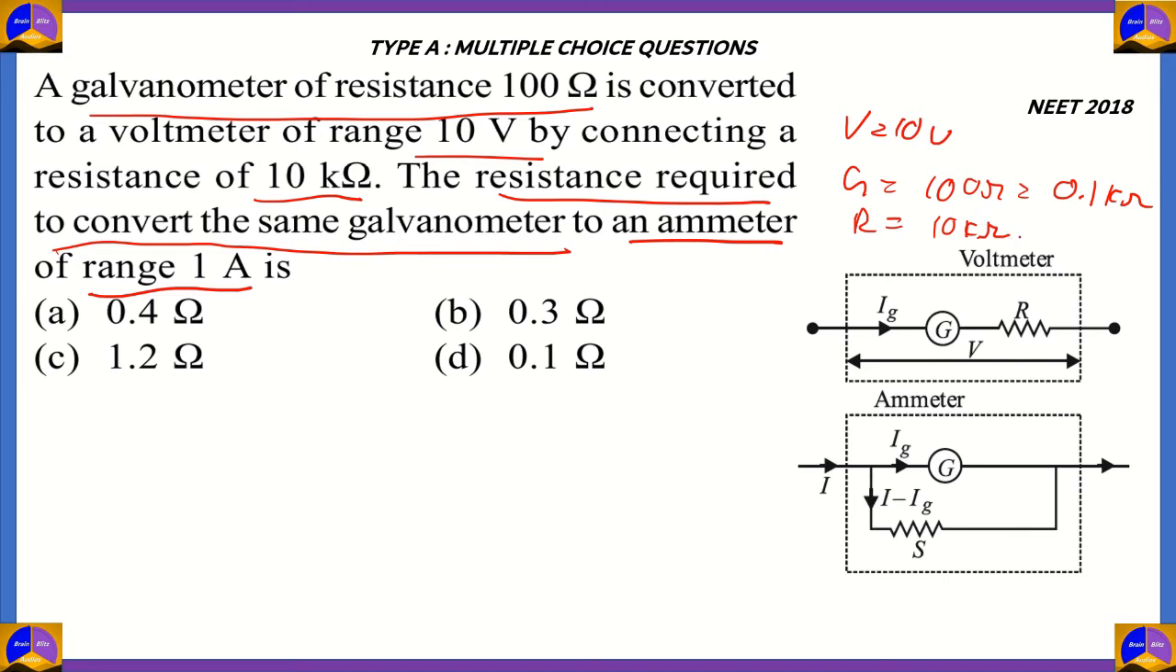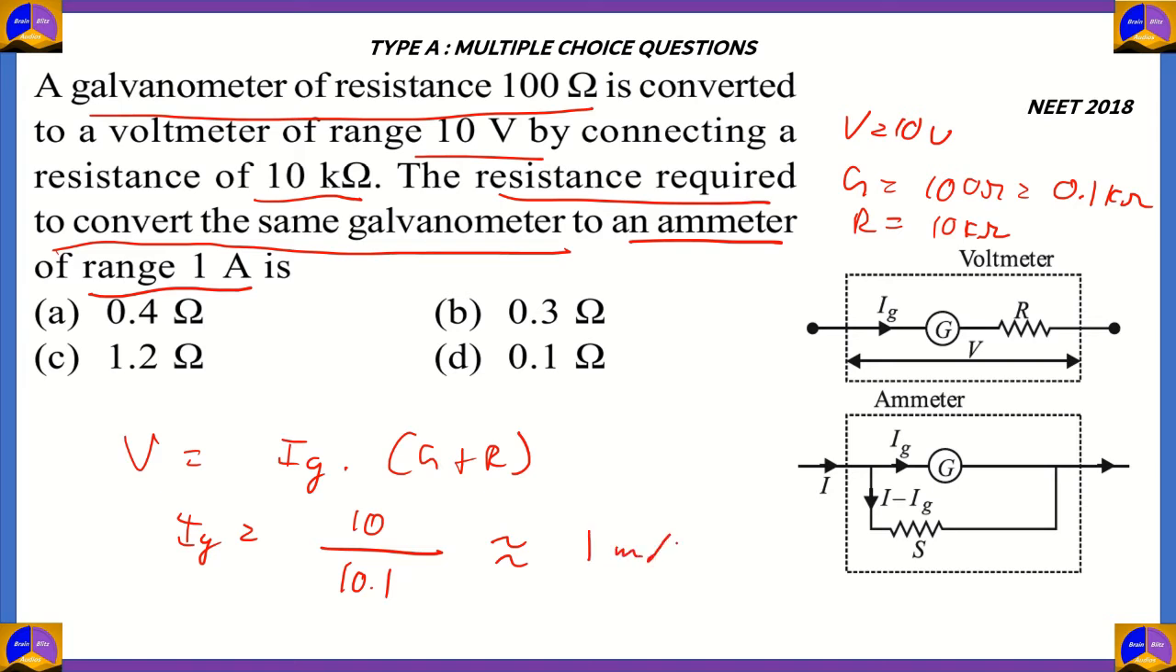Now we need to find out the current here. So V equals Ig times (G plus R). So Ig equals V, that is 10 volts, divided by G plus R. So that is 10.1, so approximately you get the value of Ig as 1 milliampere, which is 10 raised to minus 3 amperes. So this is the value of the resistance of the galvanometer.